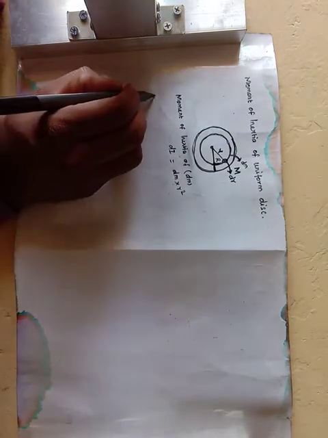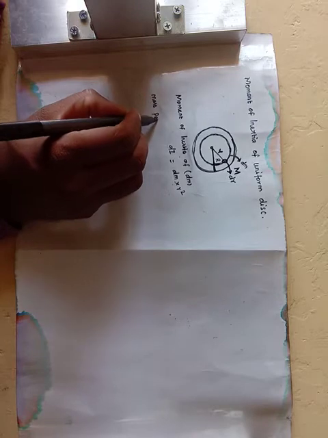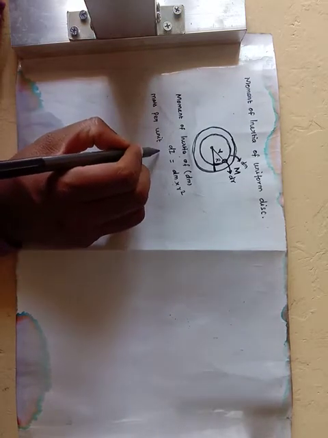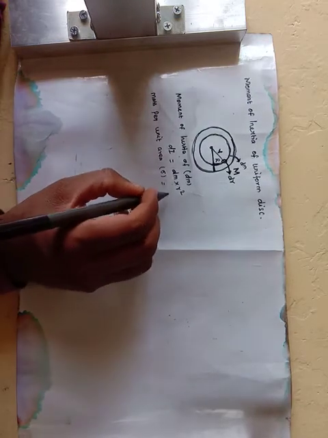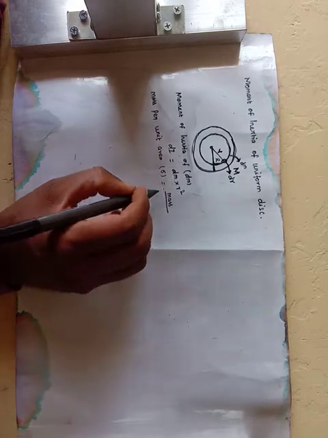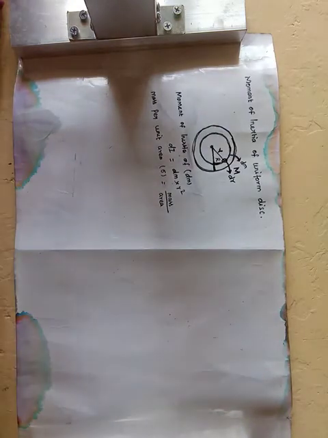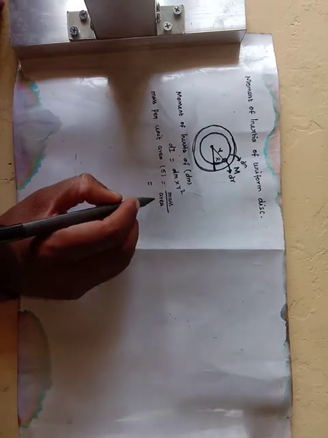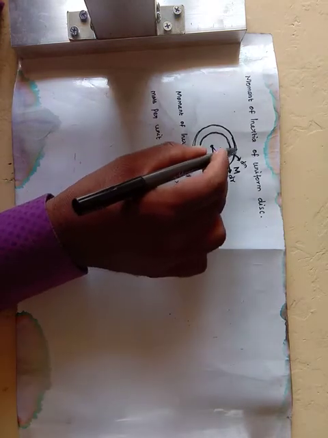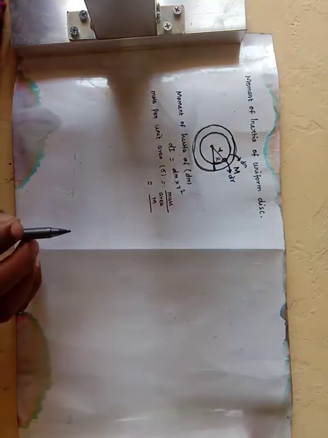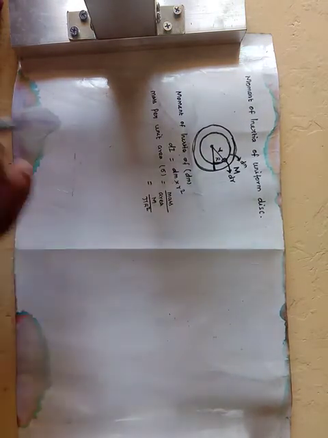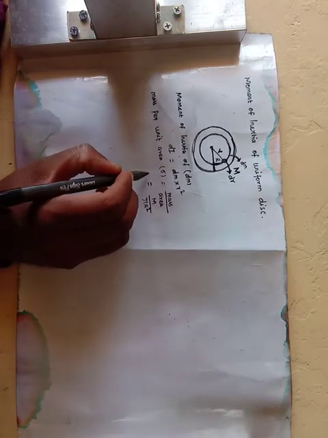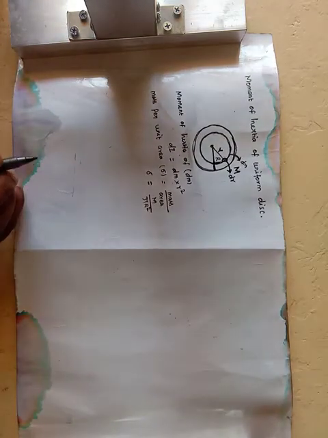From the concept we are going to discuss the mass per unit area, which is denoted by the letter sigma. Sigma is equal to mass per area. The mass of the disk is M. The shape is a circle, so we take the area of the circle, which has the formula pi R square. So sigma is equal to M divided by pi R square.